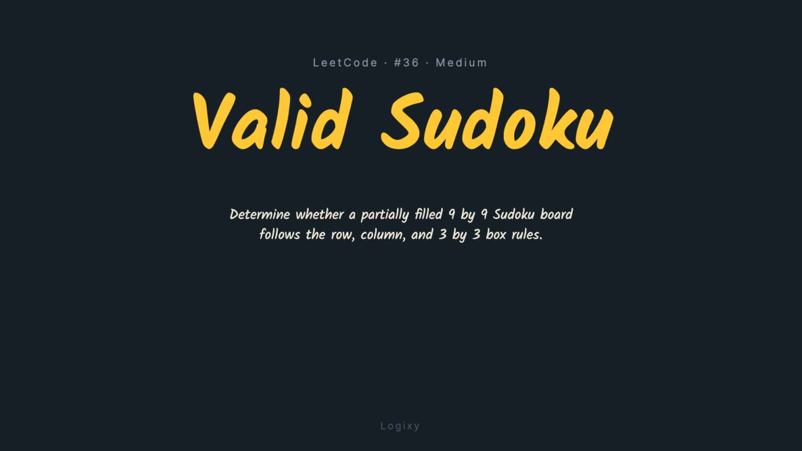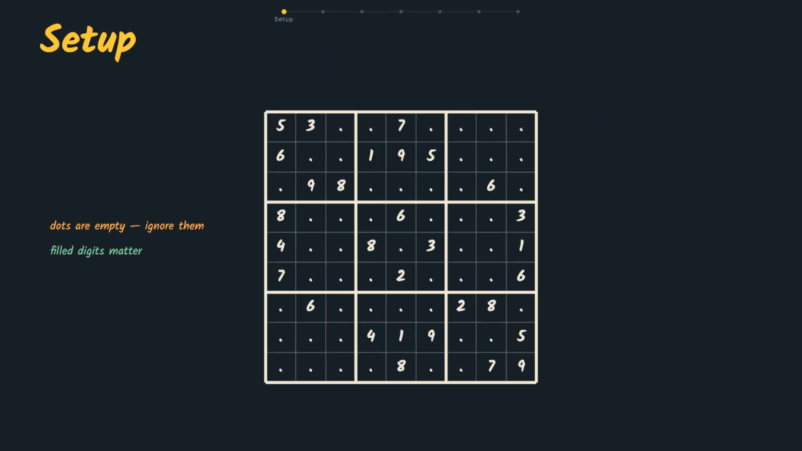Here's a question. Looking at a Sudoku board, how can you tell whether the filled cells already break any rule? And we are not solving it. We just need to catch repeats, like two 8s sharing a row, column, or little 3x3 box. Take this board. Most cells are dots, so we ignore them. Only the filled digits matter.